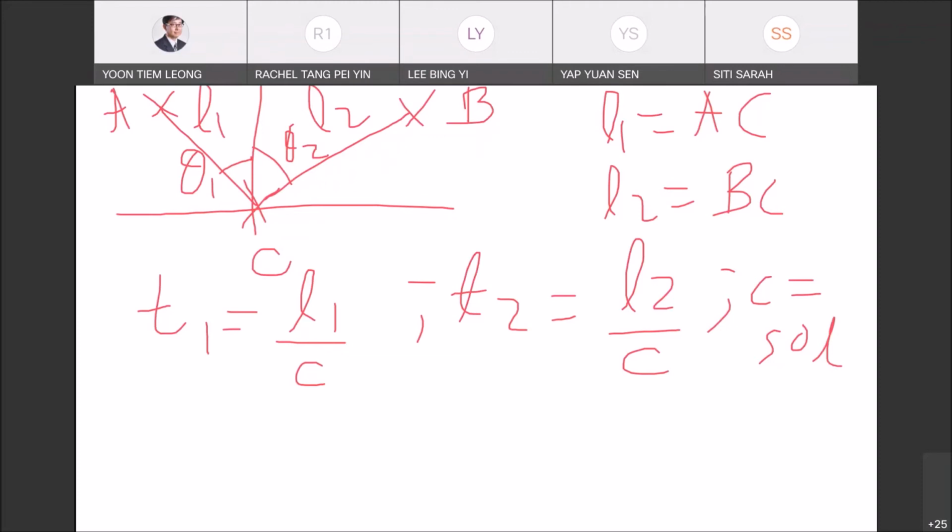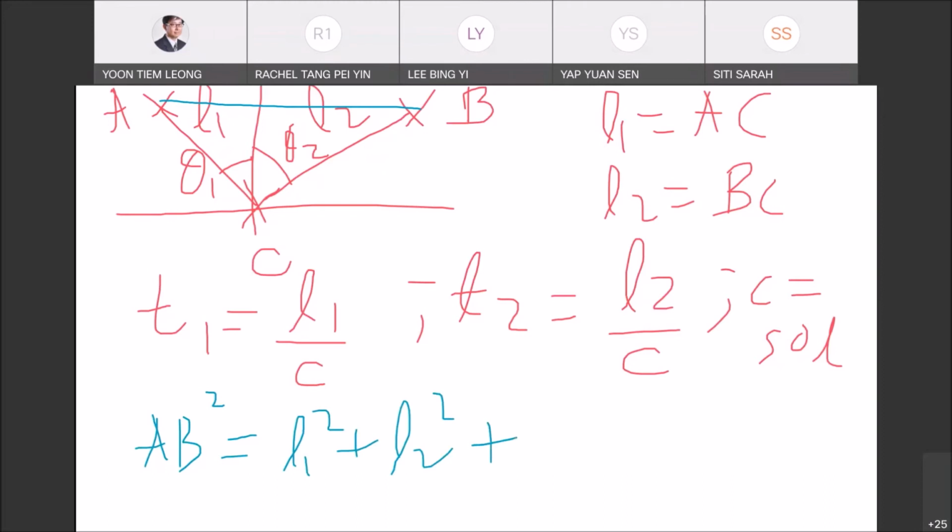So let me resume. Now I will try to solve this again by looking at the triangle. The triangle that I'm going to talk about is formed by A, B, and C. So I have a triangle ABC, and see if my attempts would lead me to a correct solution. So the length of AB is related to L1 square plus L2 square plus 2 L1.